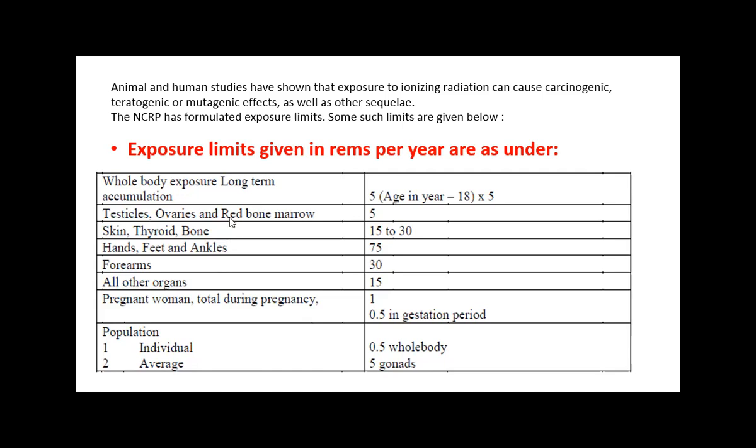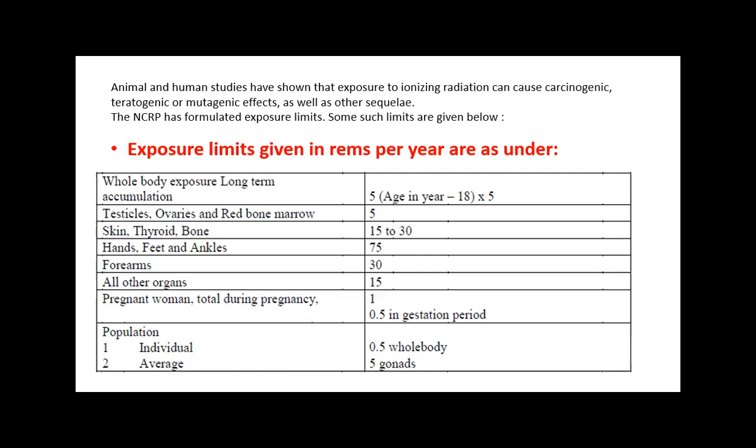Then testicles, ovaries, and red bone marrow. So that may be an exposure, and the limit is given. Then likewise for the skin, thyroid, bone, hands, feet and ankles, then forearms, all other organs, then pregnant women and total during pregnancy, the limit is very less. So that is 1 or 0.5 only. Then population-wise, for the individual it is 0.5 for the whole body, and for the average population that may be 5.